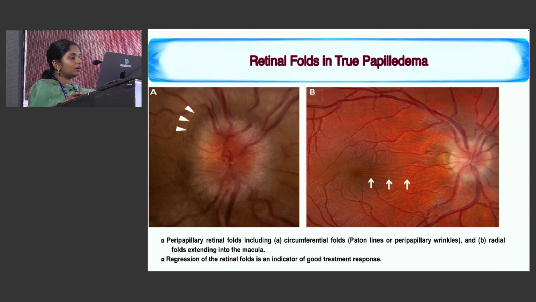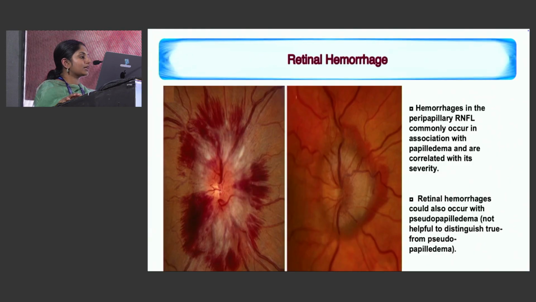Retinal folds are seen in true papilledema, which are circumferential peripapillary retinal folds known as Paton's lines, and radial folds which extend into the macula. With treatment, this may regress and it is an indicator of good response to the treatment. Retinal hemorrhage may be present either with papilledema or pseudopapilledema. So we can't use it as a criterion.